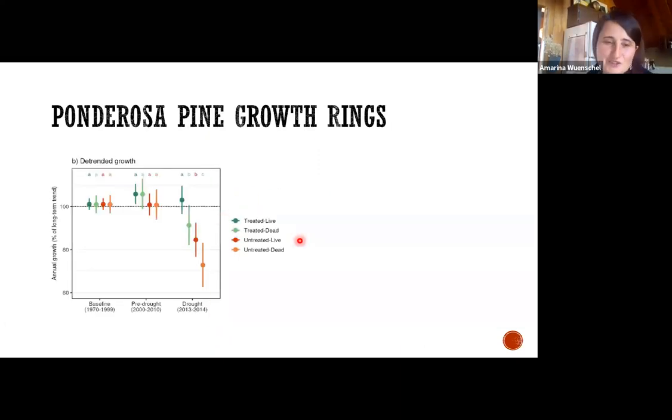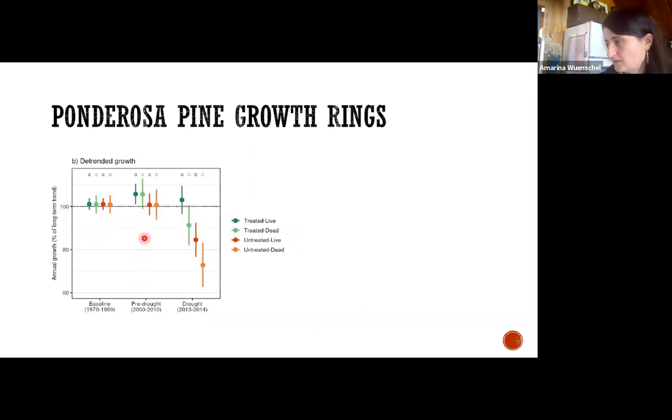And next, I'm going to talk to you about that second question that I posed earlier, which had to do with individual growth in response to treatment. And I think this data is really cool. We're still working on this paper, but what we're looking at are results from the tree cores that we did, so the growth rings. And on the y-axis, we have annual growth.